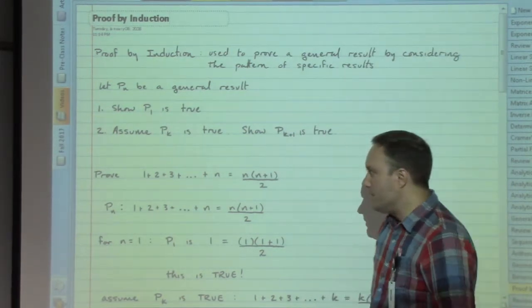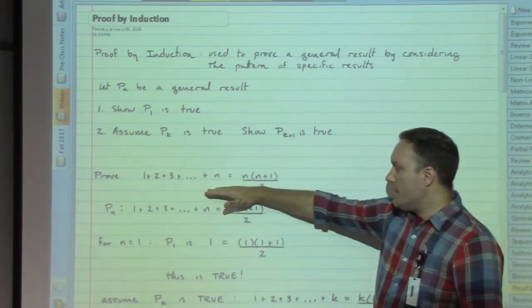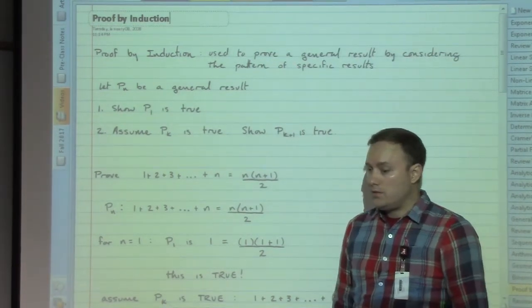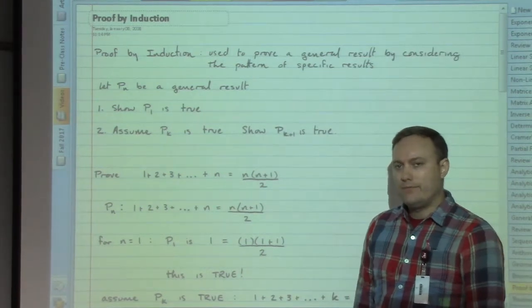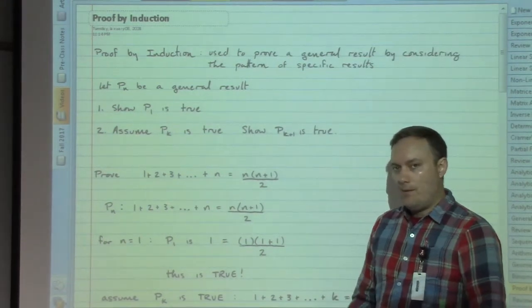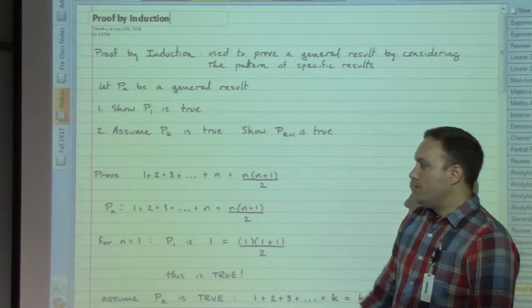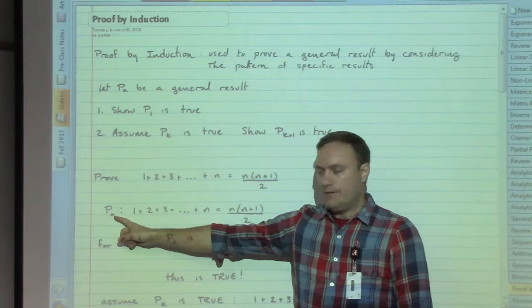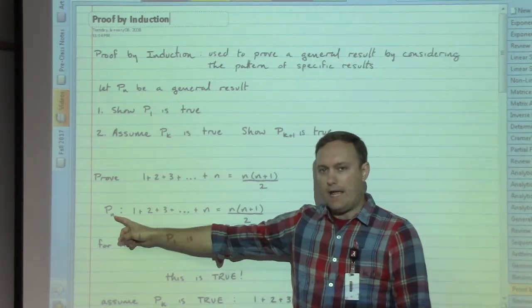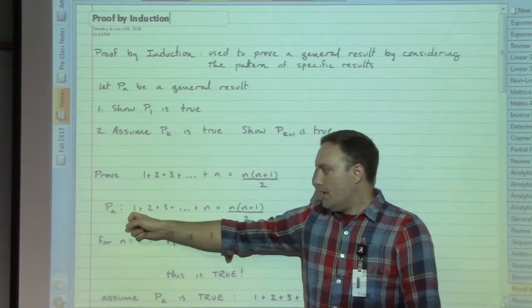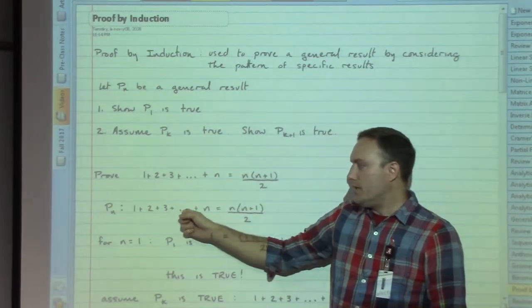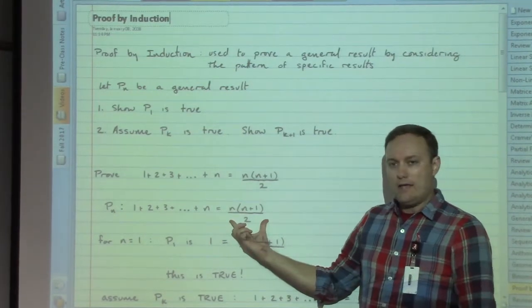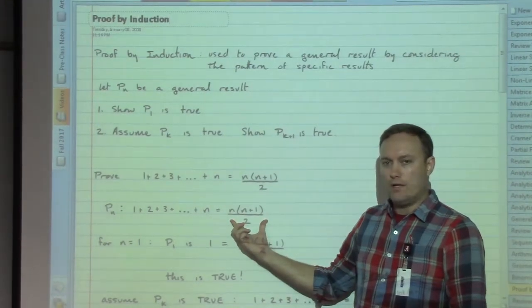So here's how this is going. Here is a particular rule. We don't know that it works unless we prove it. We can prove this one by induction. So we'll say that our general rule, our general statement, P with a subscript n, is the statement 1 plus 2 plus 3 plus dot, dot, dot, all the way up to plus n, is going to have this formula result.